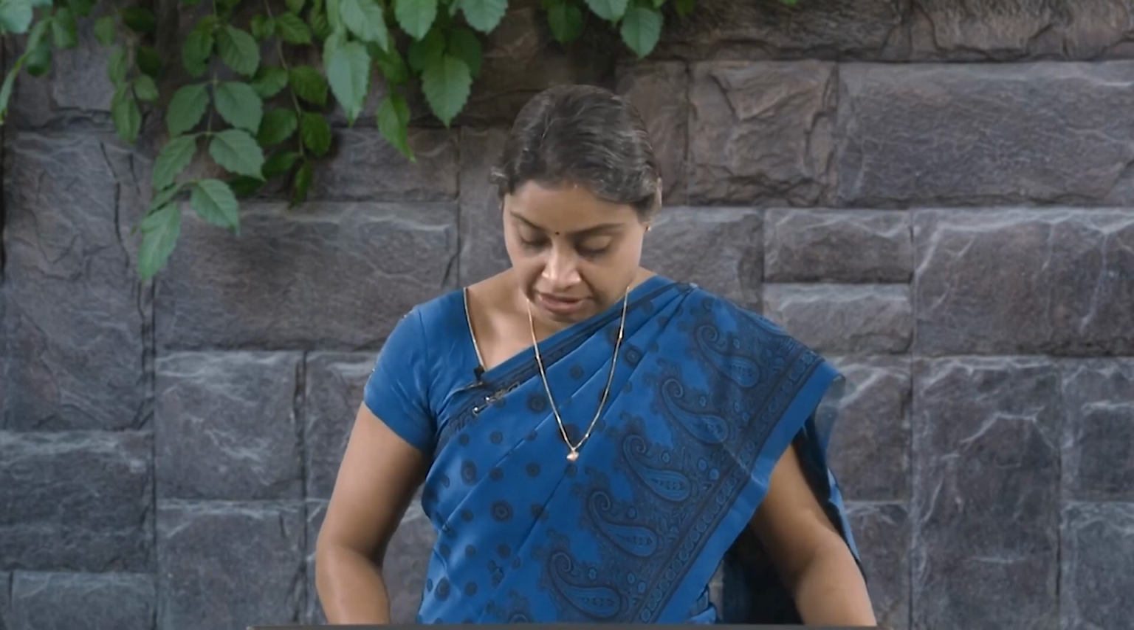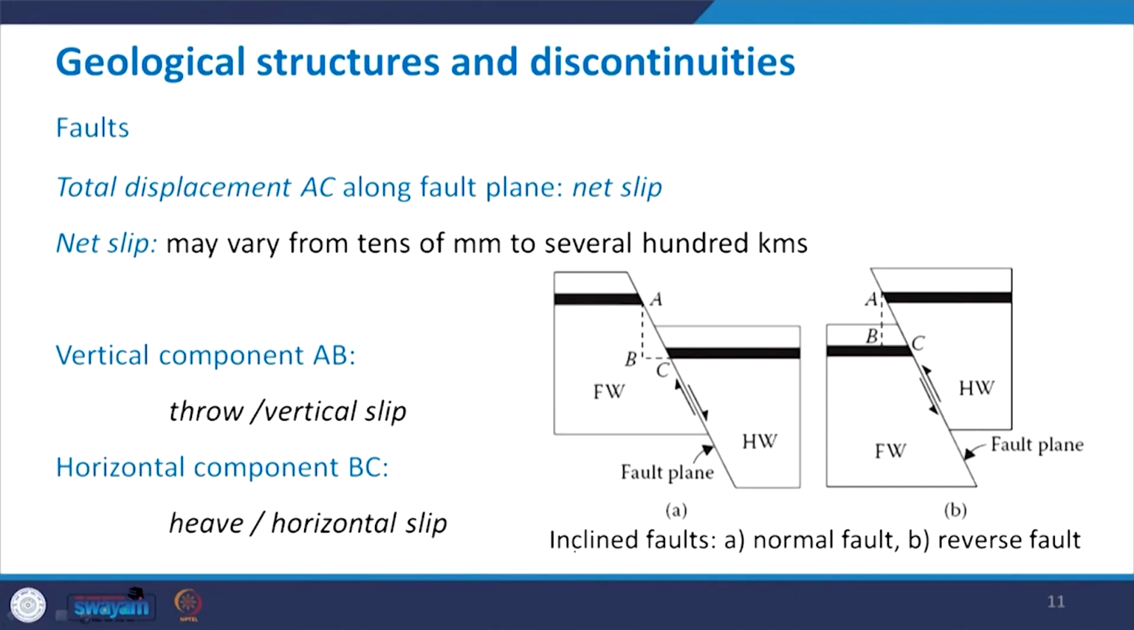Now there can be different types of faults which have been shown in this particular figure, where inclined faults have been shown, two types, normal fault and reverse fault. So this figure deals with the normal fault and this figure deals with the reverse fault. You can see that the total displacement which has taken place along the fault plane, that means see this band location was here and now after displacement its location is here.